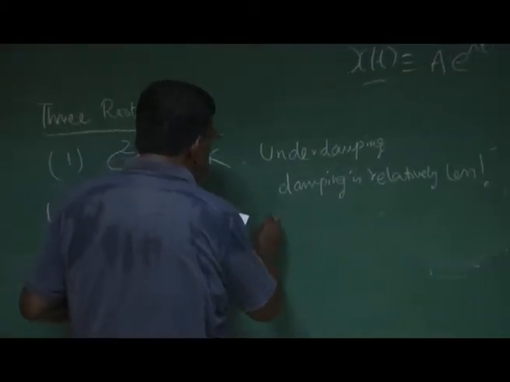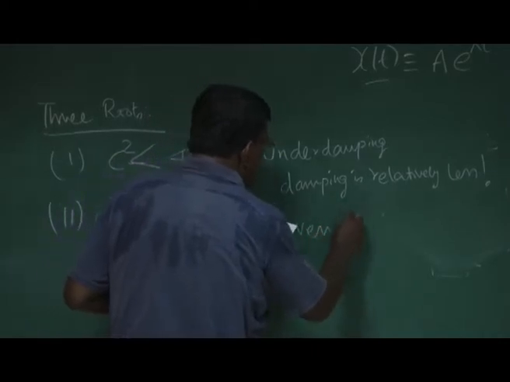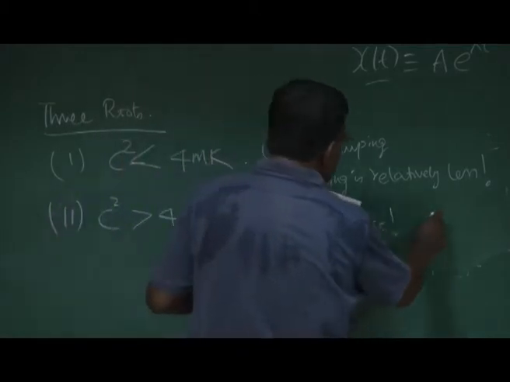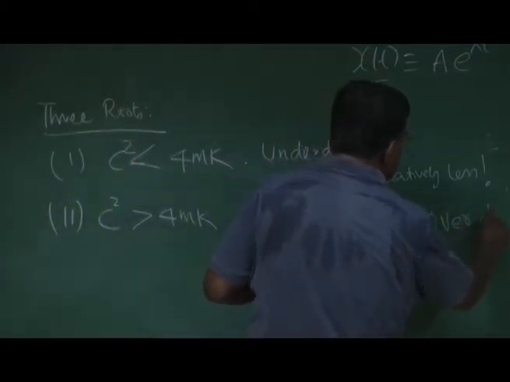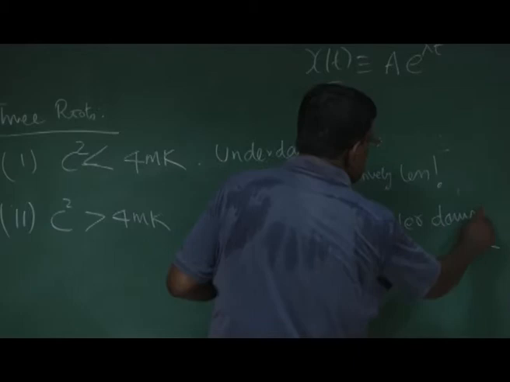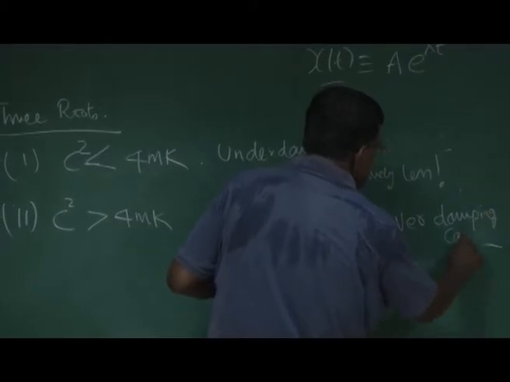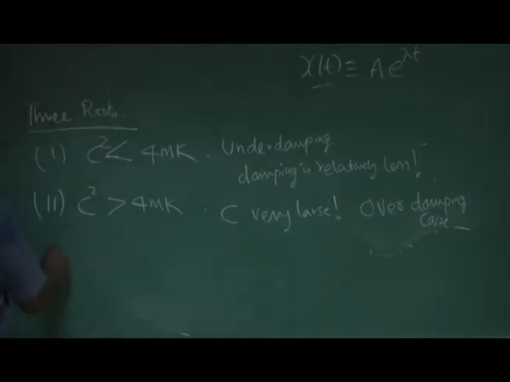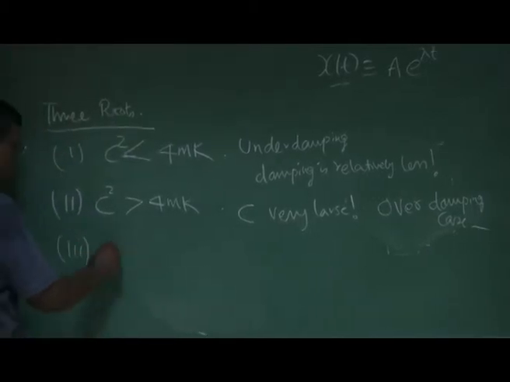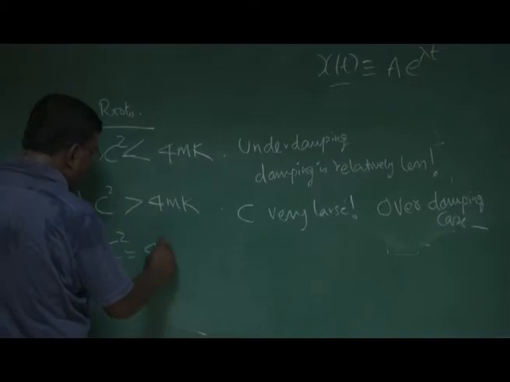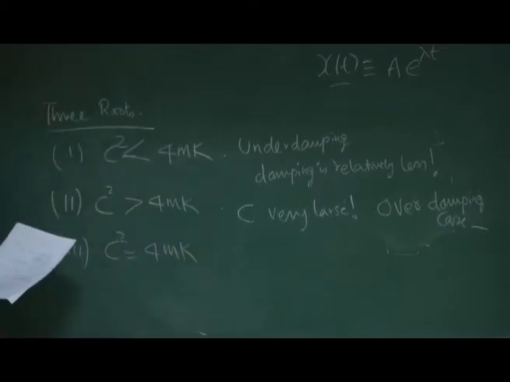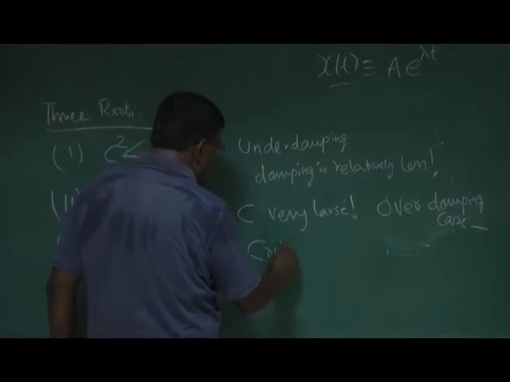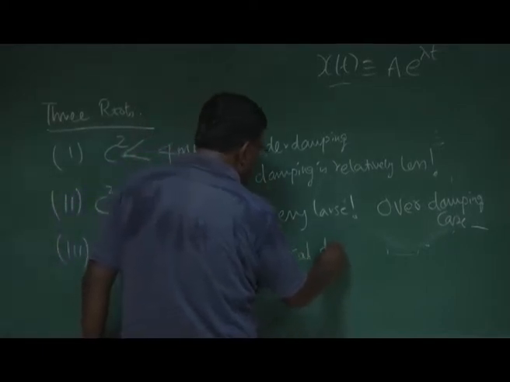So this is c very large, relatively. And I have explained to you what is the meaning of that, very large. So it is an over damping case. And third one, obviously, comes to your mind. You are all mathematicians. When c squared equals 4mk, we'll be referring to this as critical damping.